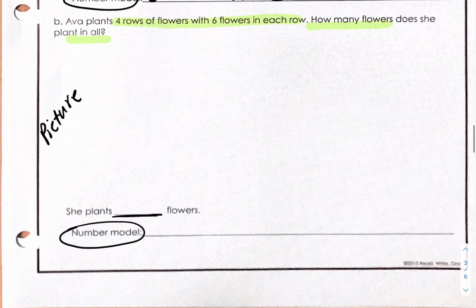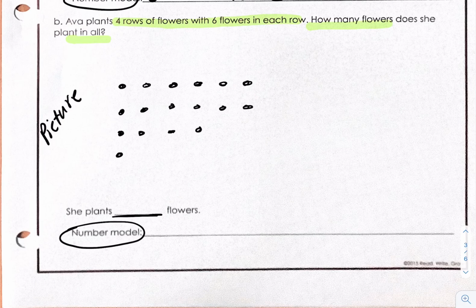And then for B, again, you could draw a picture. Like you had 4 rows of flowers and there were 6 flowers in each row. You could have drawn an array that looks something like that. And there are 24 flowers total.